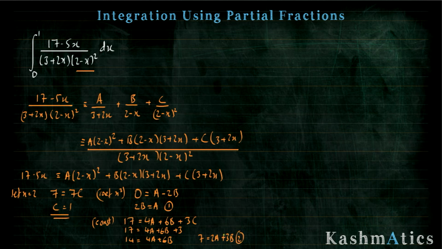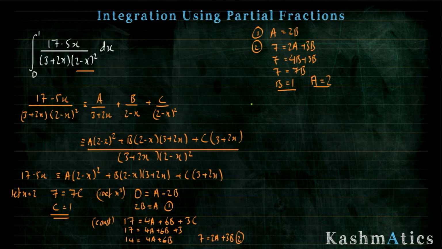Now I'm just going to write these two equations up here just to make the working a little bit easier. So I've got a is equal to 2b, and equation number 2 is 7 equals 2a plus 3b. Now because a equals 2b, I'm going to substitute that into here. So I'll get 7 is equal to, now 2 times a, that would be 4b plus 3b. So 7 is equal to 7b, which means b is equal to 1. And because a is equal to 2b, that means a would equal 2.